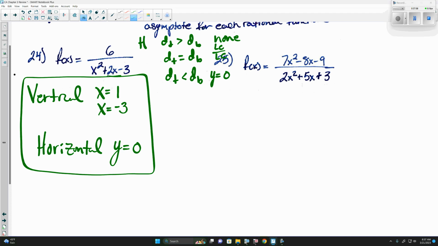And that's it. Because since we do have a horizontal asymptote, we won't have a slant. If we do have a horizontal asymptote, we won't have a slant asymptote.